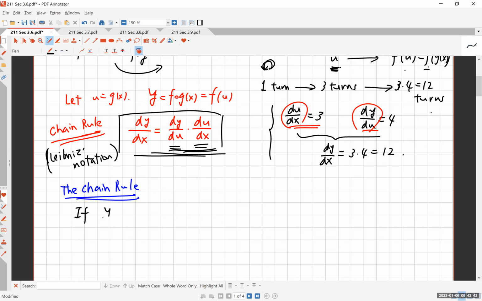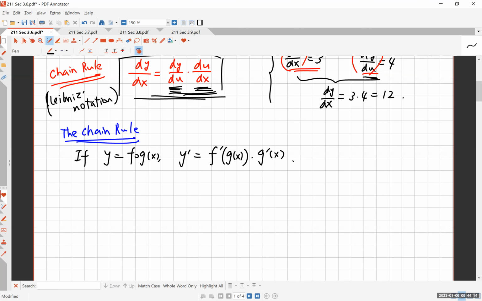If y is f of g of x, then the derivative of y with respect to x is, you see that? This is the derivative of f with respect to u. So that would be f prime, but with respect to u, which is g of x. And you multiply that by the derivative of u with respect to x, which is g prime of x. And you say, well, is this supposed to be easier to understand? Yes, it really is.